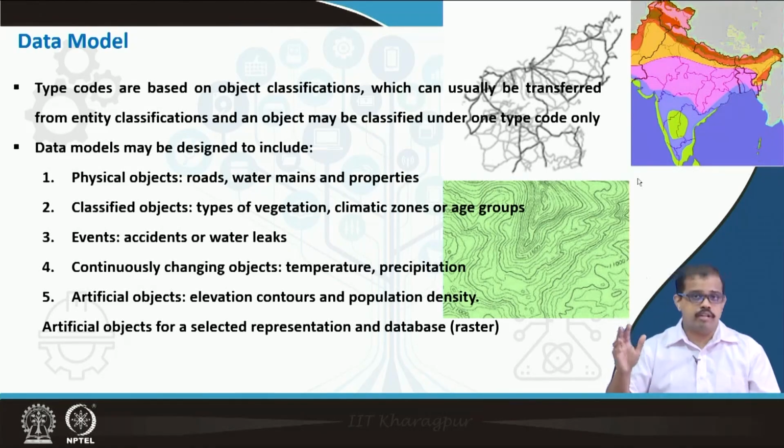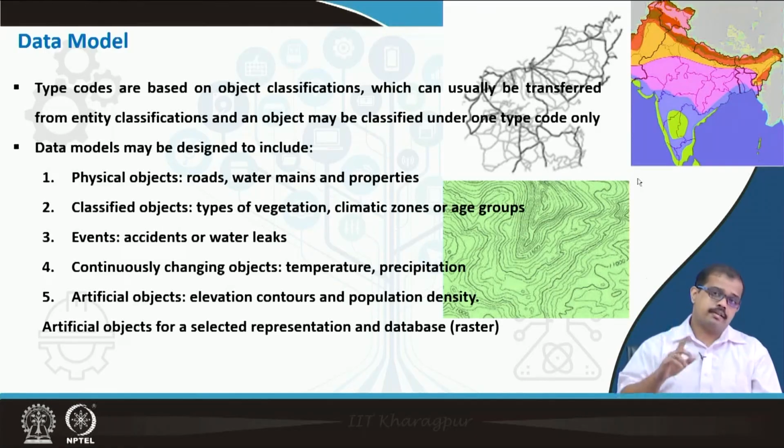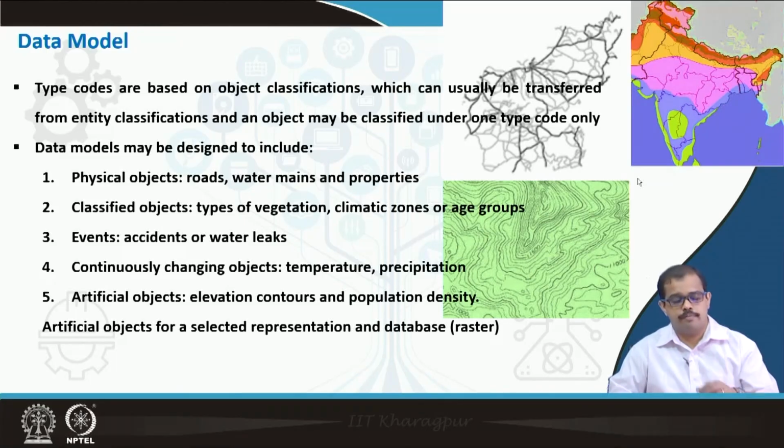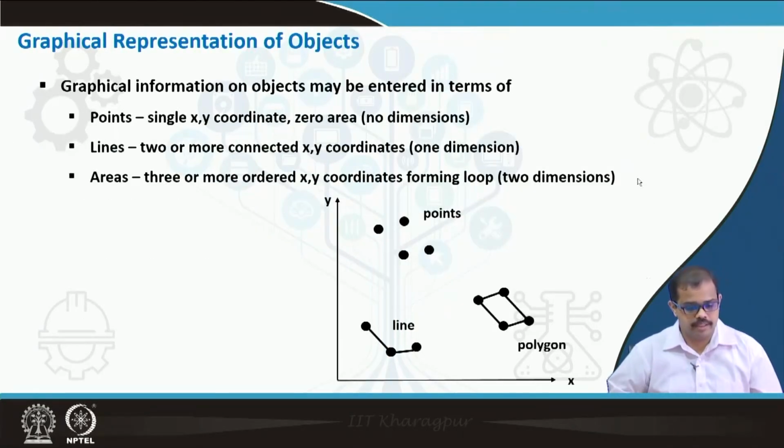So this data model can have all of these, but please remember that the type codes or the unique IDs must be completely unique. That's why it's called unique IDs. It should be completely unique, so that you get some valuable outputs from that database.